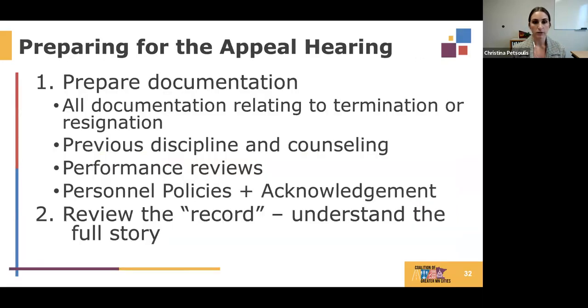All right, so we put together some tips for preparing for the appeal hearing. The judge will consider written evidence and basically admit it into evidence as exhibits. And so the first step here is just putting together all documentation that you have around the employee's termination or resignation or quit. So that's the main thing.